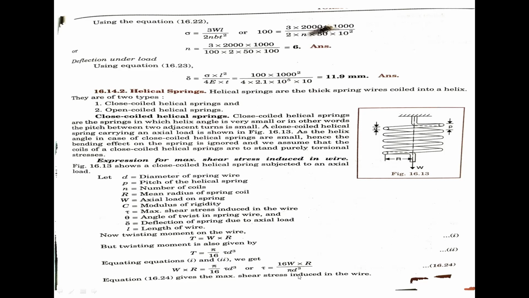Okay, shear stress you have to calculate using this formula: 16 into W into R divided by pi d cube. This is equation 16.24. We have to calculate the shear stress in the spring wire, so we use this formula. Equation 16.24 gives the maximum shear stress induced in the wire: tau equal to 16W into R divided by pi d cube.